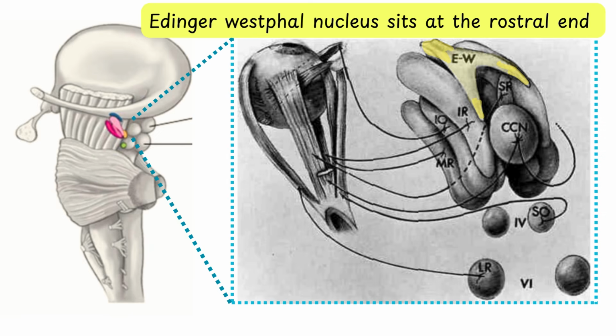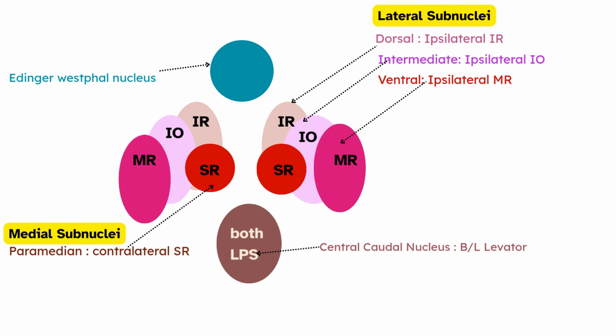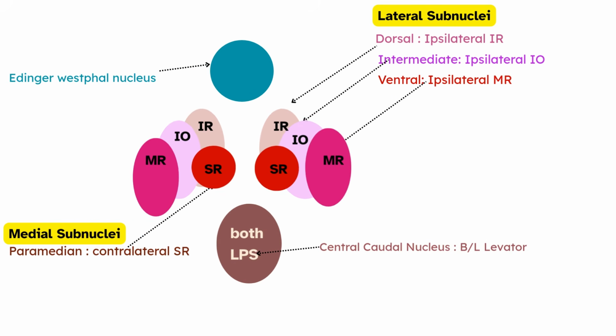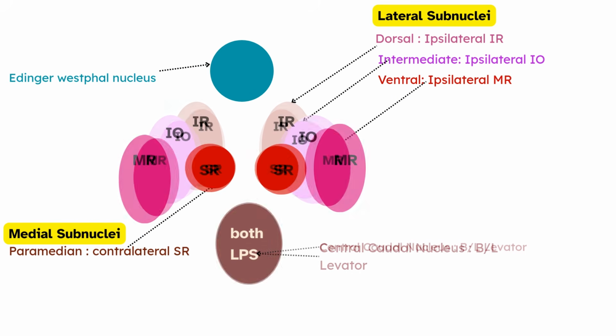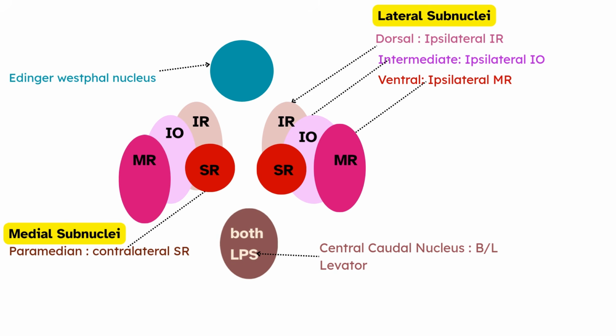Let me explain the entire nuclear arrangement with this schematic diagram. At the rostral end in blue, you can see the Edinger-Westphal nucleus. Below that, you see paired nuclei, and at the bottom there is one unpaired nucleus called the central caudal nucleus.